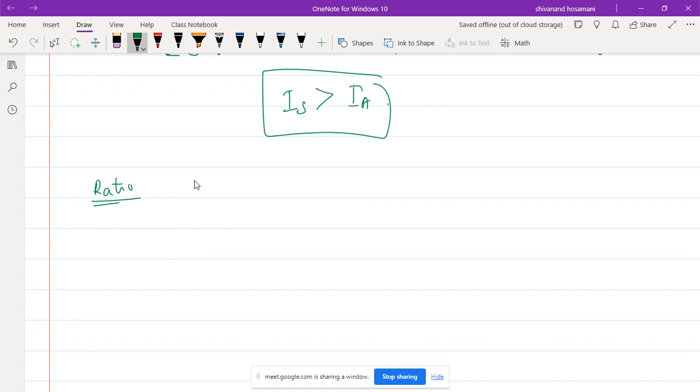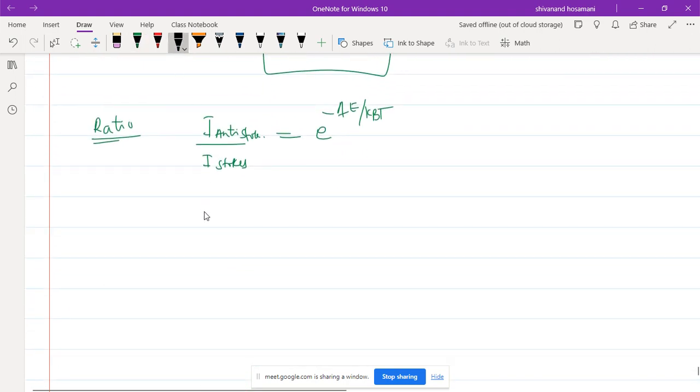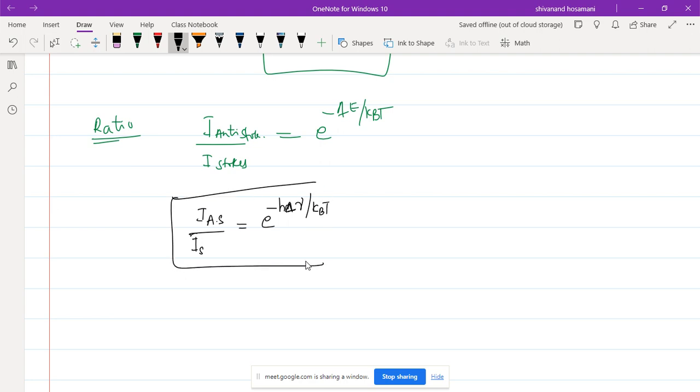The ratio is I of anti-Stokes divided by I of Stokes, given by e power of minus delta E divided by kBT. That's why I wrote here delta E is equal to h delta nu. So if I replace that, I anti-Stokes to I Stokes can be rewritten as e power of minus h delta nu divided by kBT. So this is exactly the expression for the intensities.